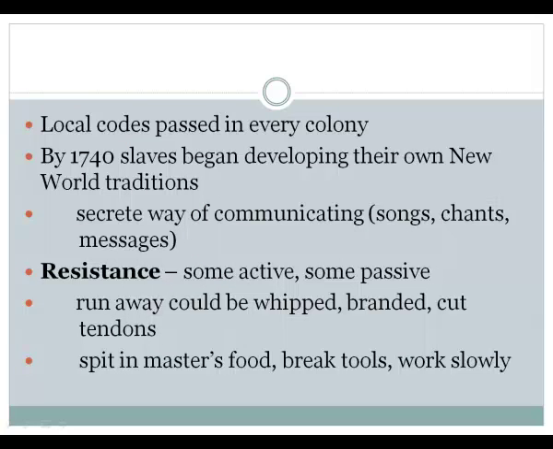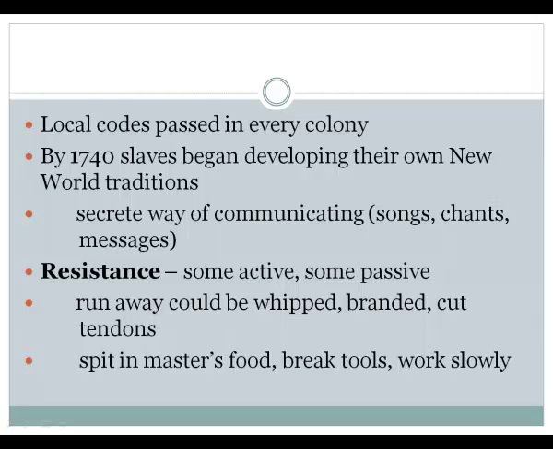But by 1740, the slaves were beginning developing their own New World traditions. I mean, after all, it may look like to the white master that they're bowing down to them, but they're not. They develop secret ways of communicating. They've got songs and chants, and they can figure out ways to get messages to each other. If nothing else, the certain way you hang something on the clothesline might mean something. And in Georgia, they passed laws that there couldn't be any banging of drums or any singing in the fields because they were afraid that the slaves were communicating. And they were right. The slaves were communicating.